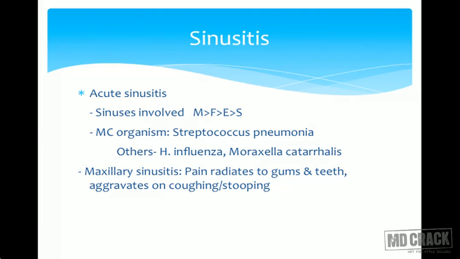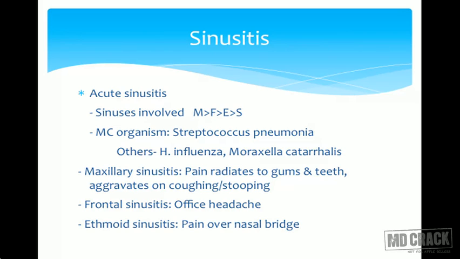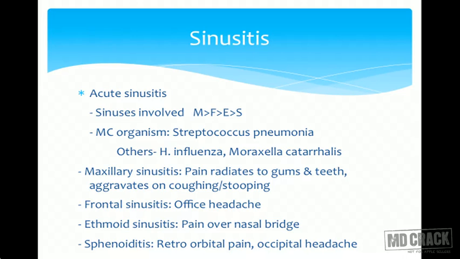Now maxillary sinusitis. The pain of maxillary sinusitis radiates to the gums and teeth, and aggravates on coughing and stooping. This is the characteristic of the pain of maxillary sinusitis. Likewise, frontal sinusitis is known as office headache, because in the morning there is no headache. Now, as the day passes, the patient complains of headache in the evening. That is known as office headache. In ethmoid sinusitis, pain is felt over the nasal bridge, while in sphenoiditis, there is retroorbital pain and occipital headache.